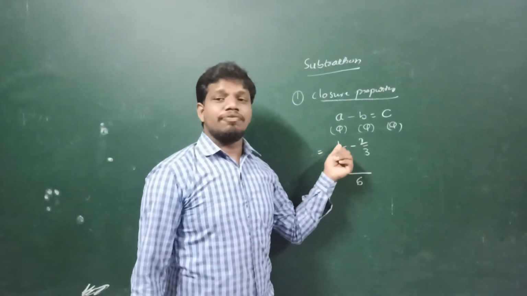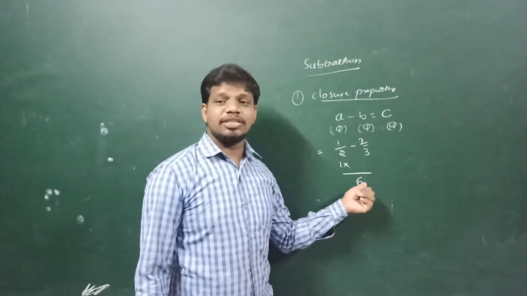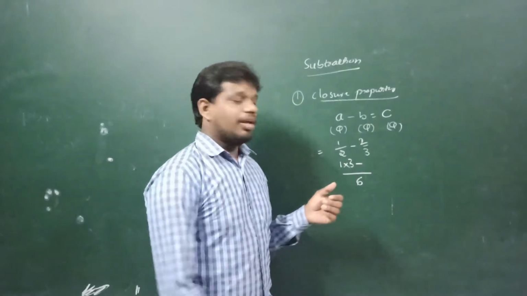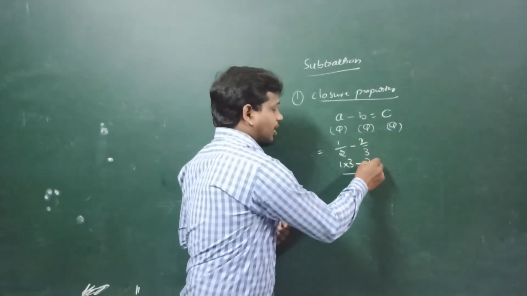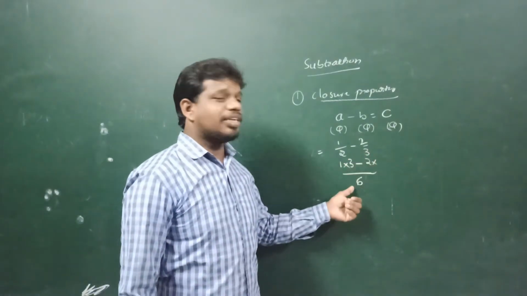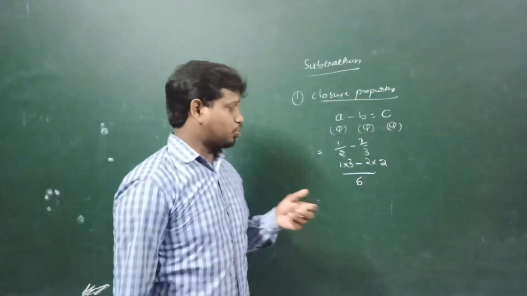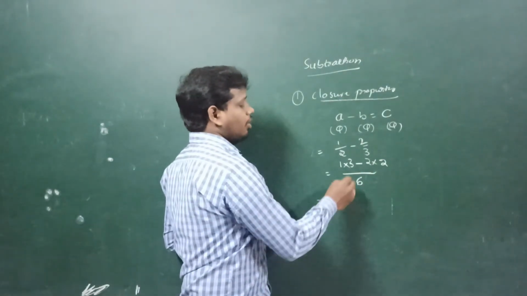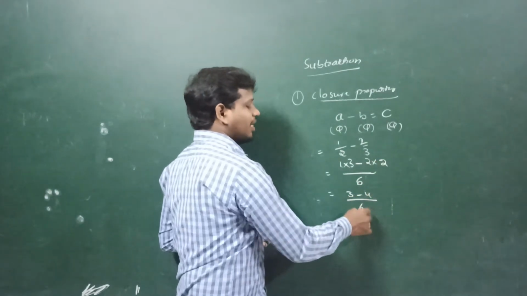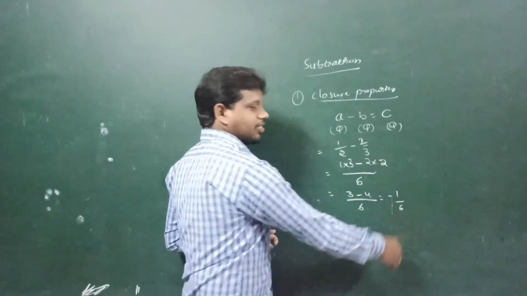Here the numerator is 1 and the denominator is 2. In the 2 table, when will you get 6? 2 3s are 6. So multiply this number with 3. Again here check, the numerator is 2 and the denominator is 3. So in the 3 table, when will you get 6? 3 2s are 6. So that's why multiply the numerator with 2. Okay, now 1 3s are 3 and 2 2s are 4, so 3 minus 4 by 6 equals minus 1 by 6.